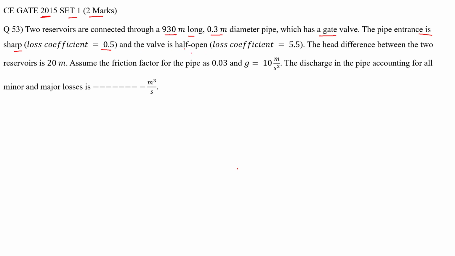Due to the valve being half open, there is a loss encountered by the flow, and the loss coefficient is given as 5.5. The head difference between the two reservoirs is 20 meters. Assume the friction factor for the pipe is 0.03 and g is 10 meter per second square. Our interest is to compute the discharge after accounting for all the minor and major losses in this system. Let's draw this diagram to see how it looks.